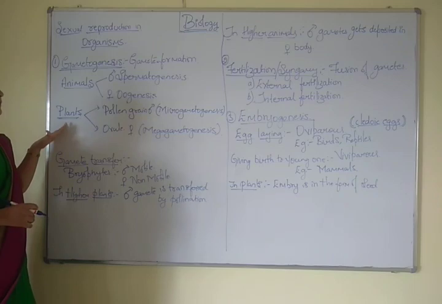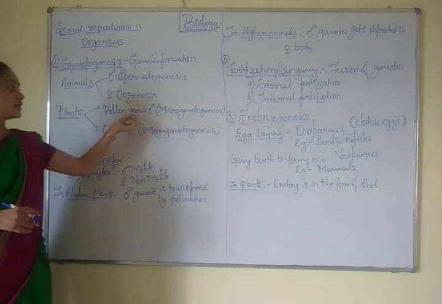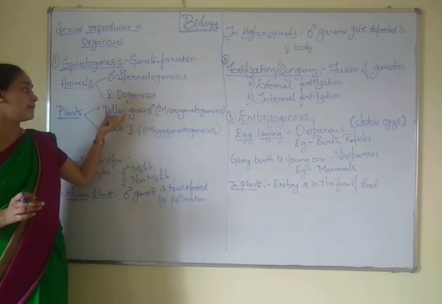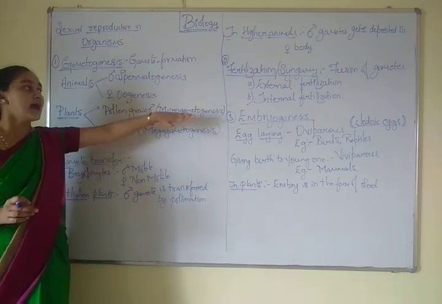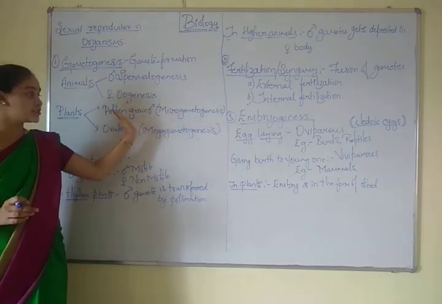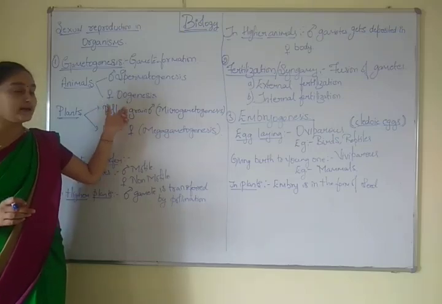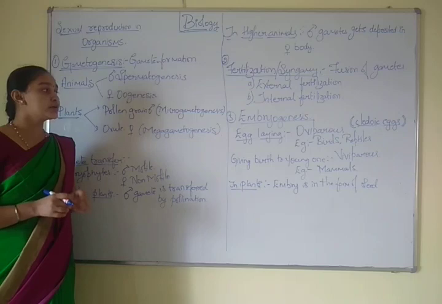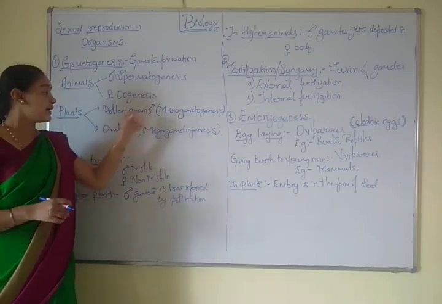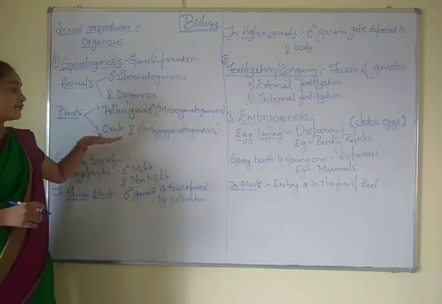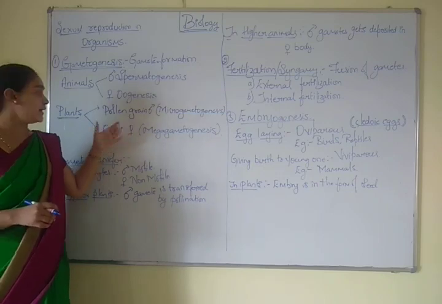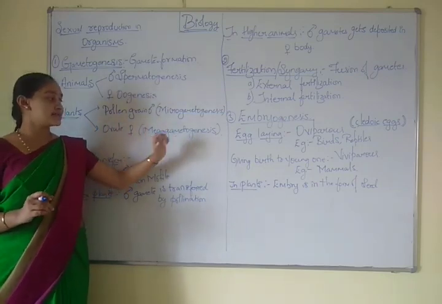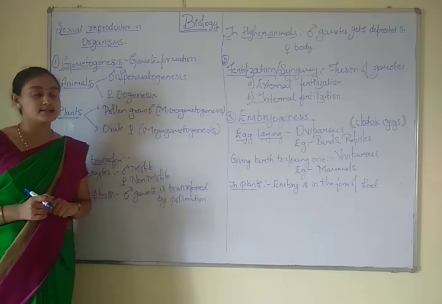Whereas in the plants, the male gametes are pollen grains, and the process of formation of the male gamete, that is pollen grains, is called microgametogenesis, whereas in the plants the female gamete, that is ovule, the process is called megagametogenesis.